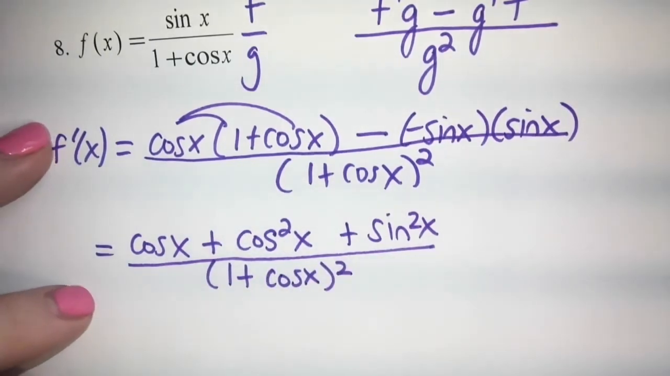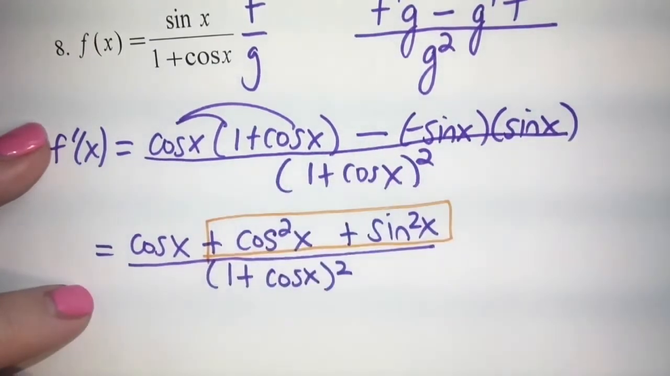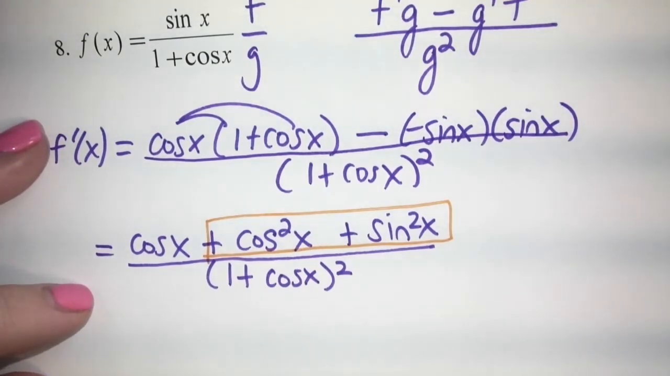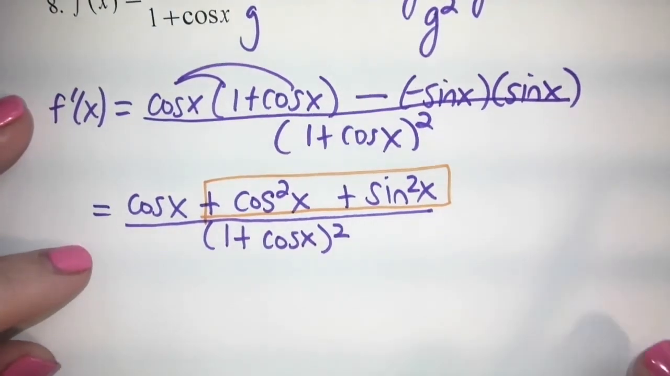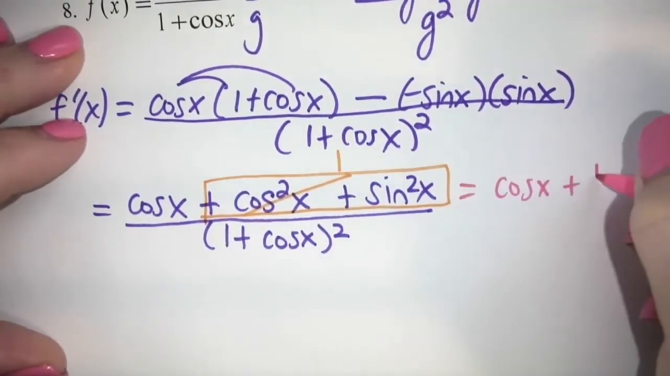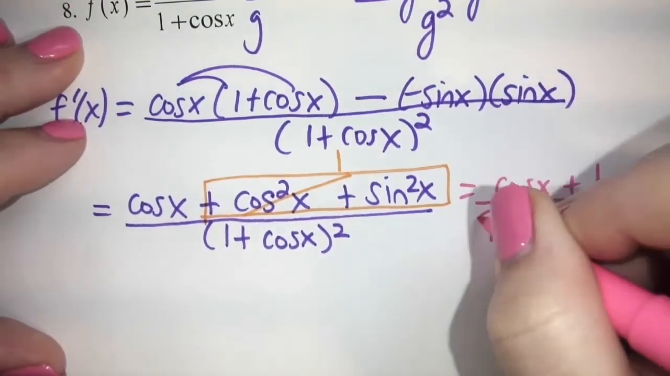Now here we have an identity. Sine squared x plus cos squared x. Anytime you have sine squared plus cos squared of the same angle, so they could both be x's or both be 3x's or both be 5x's, but as long as they're the same angle, sine squared plus cos squared of the same angle is always 1. So all of that gets replaced with 1. So we end up with cos x plus 1 all over 1 plus cos x squared.